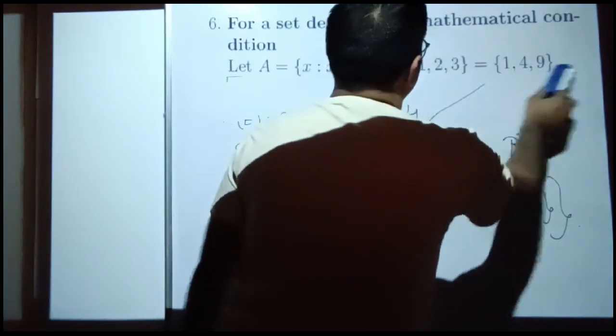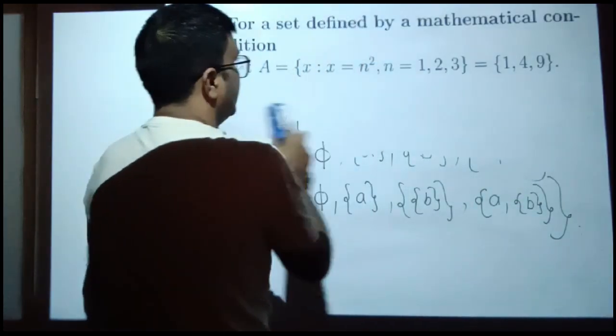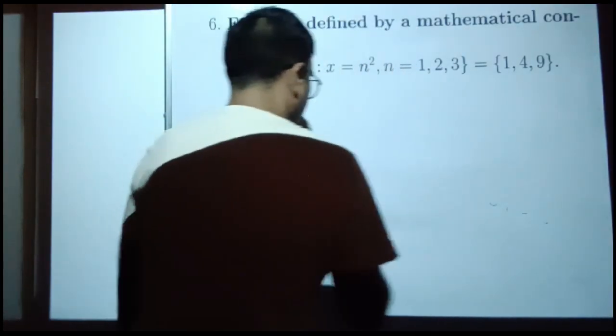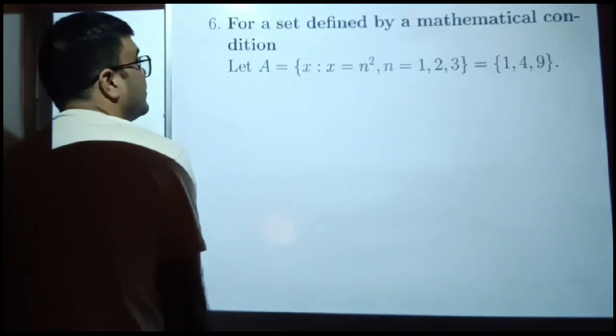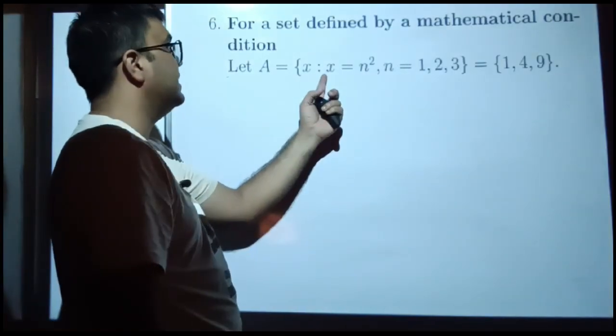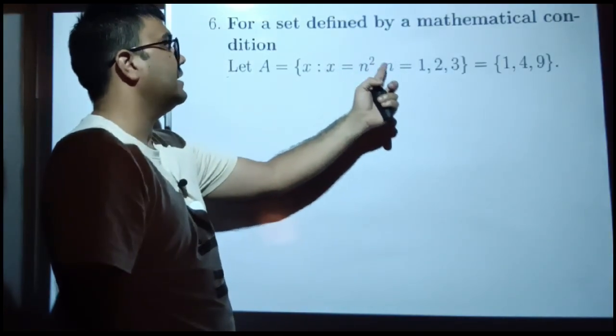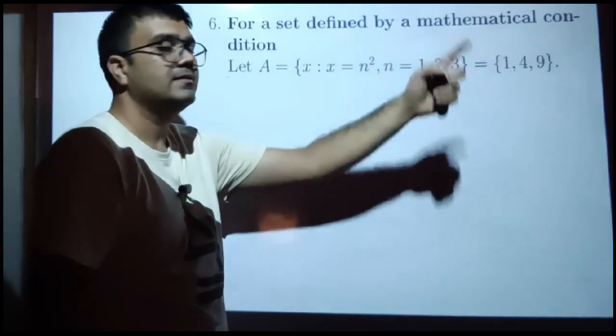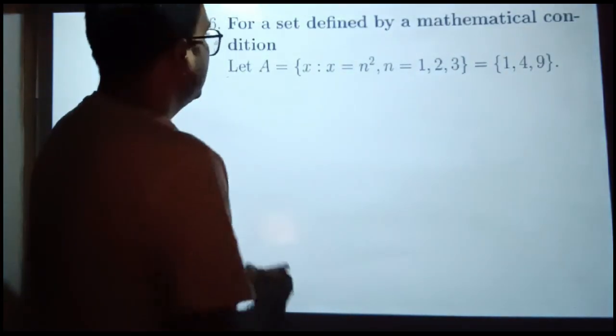Next is, we are given the set A equal to {x such that x = n squared}, and the values of n are 1, 2 and 3. So what is this set?